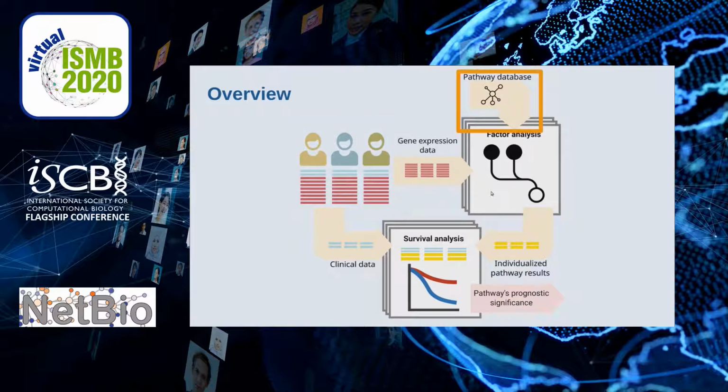The second data source we use is the Reactome pathway database. That will serve as the gene grouping that we use later in our factor analysis. We use the pathway database to subset the gene expression data. That is, for each pathway, we will only use the gene expression information for that specific pathway.